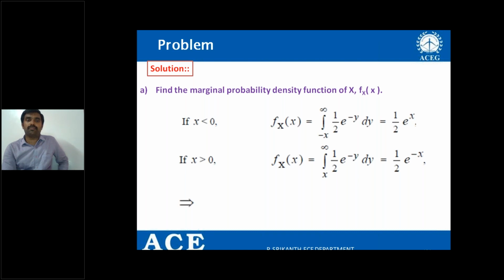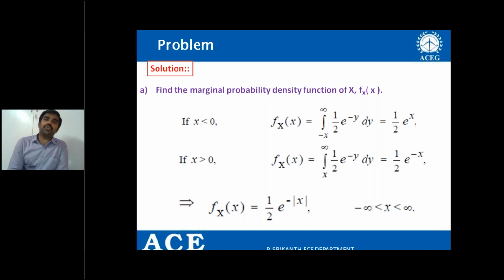If I combine both x less than 0 and x greater than 0, with x varying from minus infinity to plus infinity, the marginal density function will be 1 by 2 into e power minus mod x. Am I clear? Just try to observe here. Don't be confused.